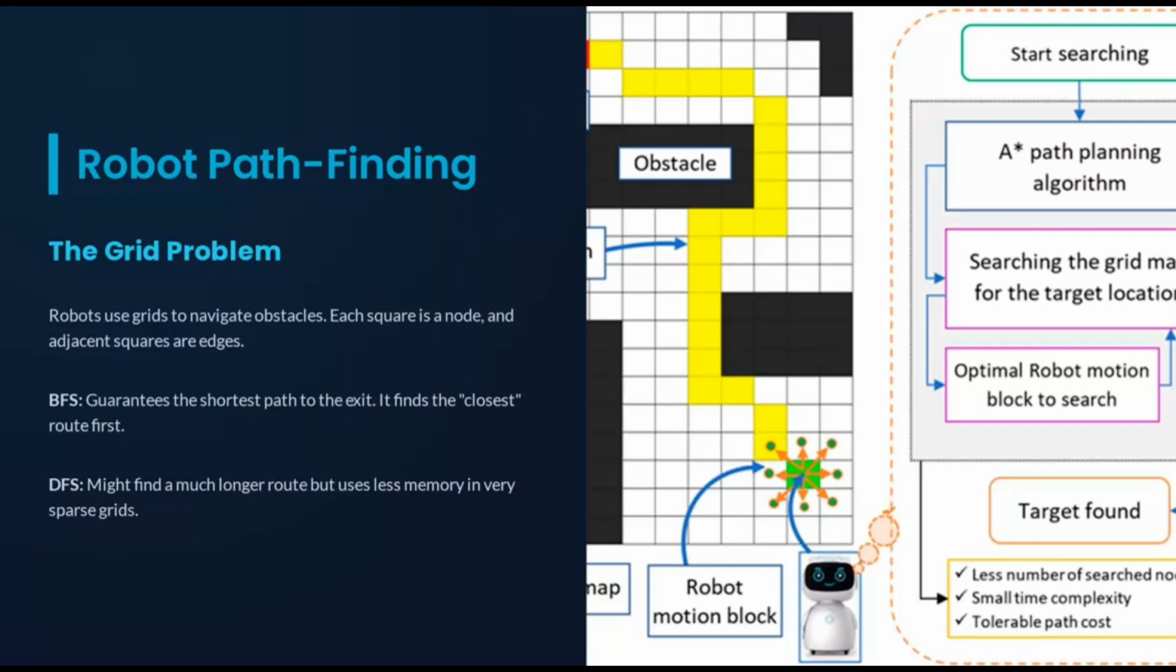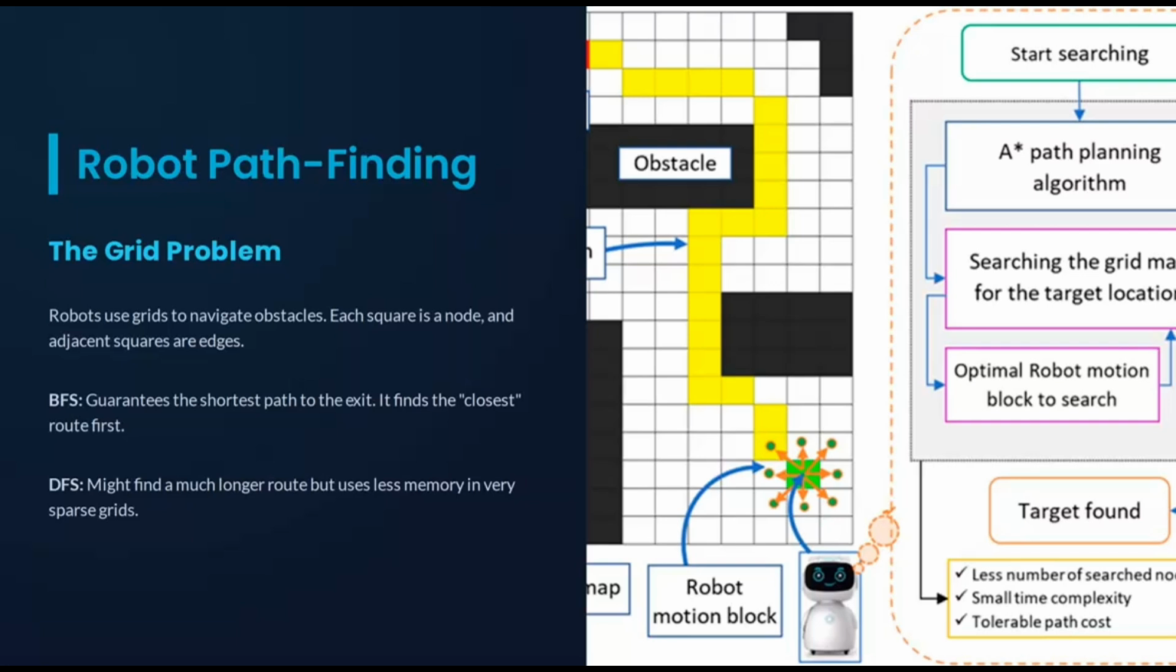So, the BFS approach: because BFS explores level by level, that is, first all cells one step away, then two steps away, etc., the first time it reaches the exit, it has necessarily taken the shortest possible path. This is a superpower.